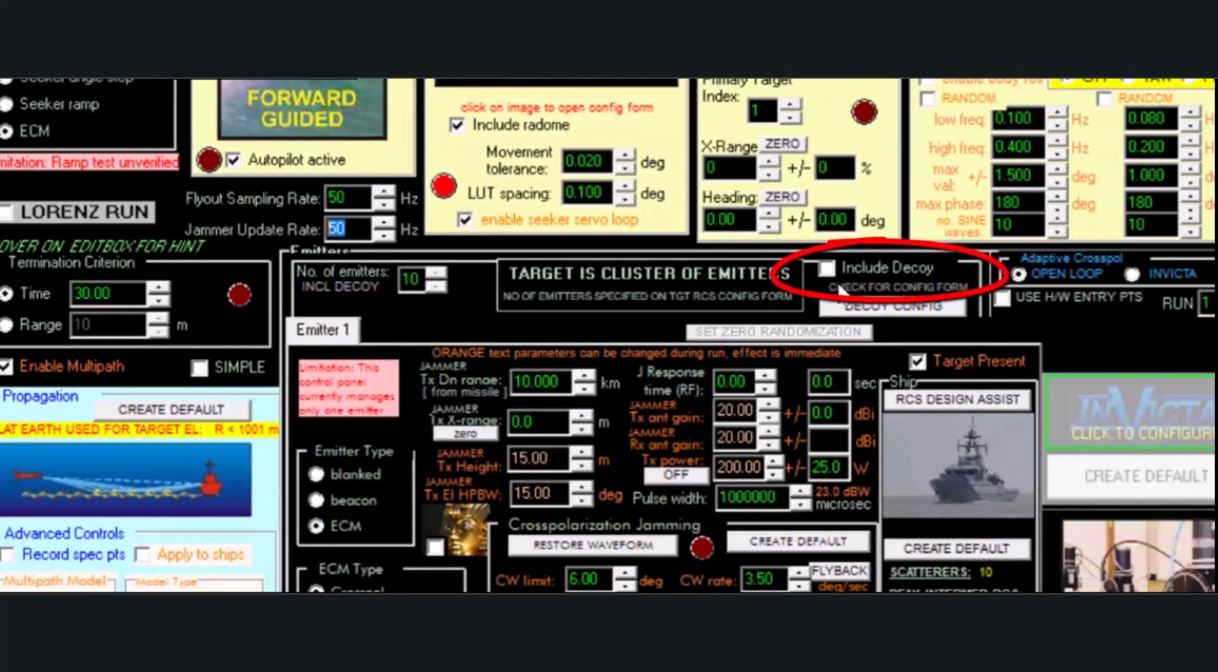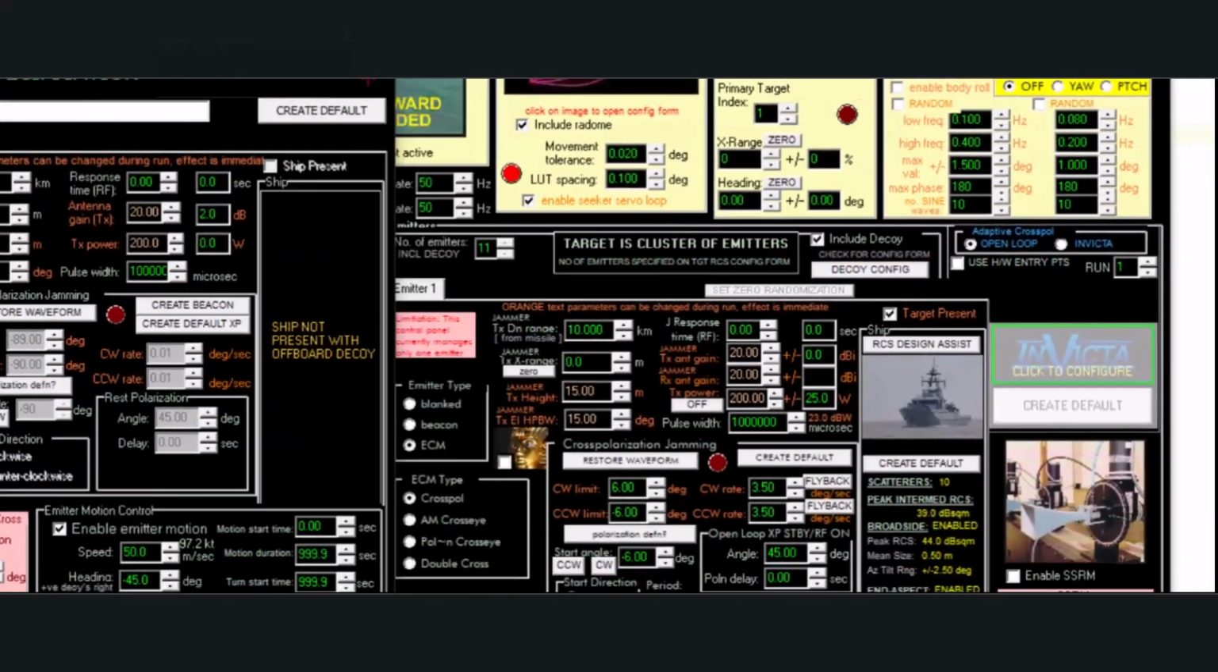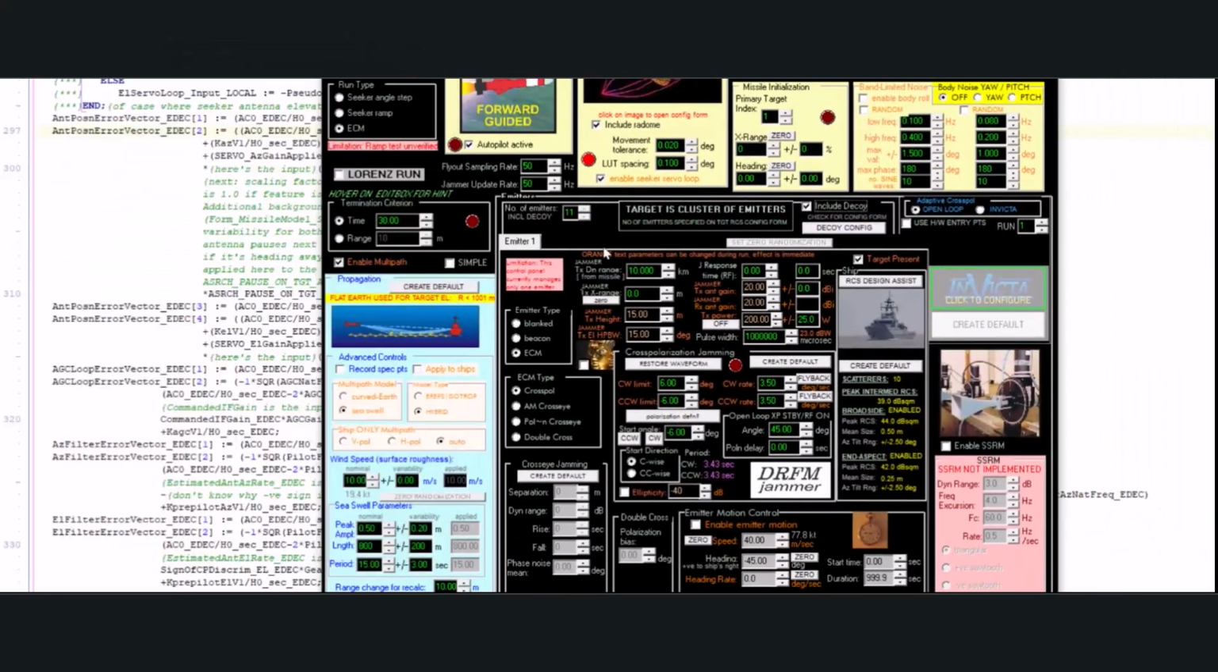Include decoy. Yes, you could have a decoy. An offboard decoy. Okay, so let's move on to emitters.